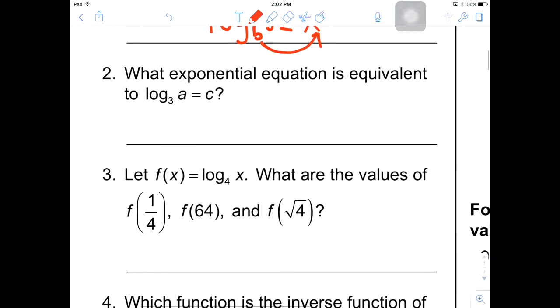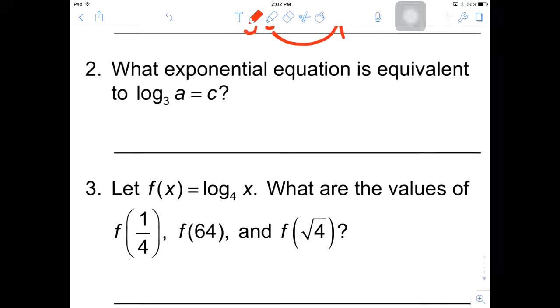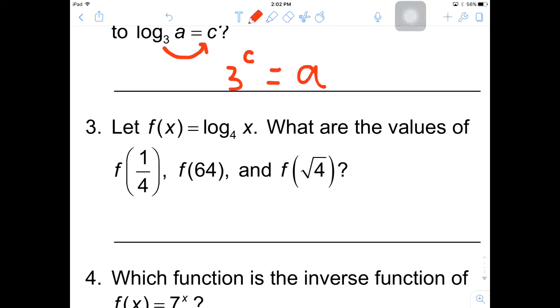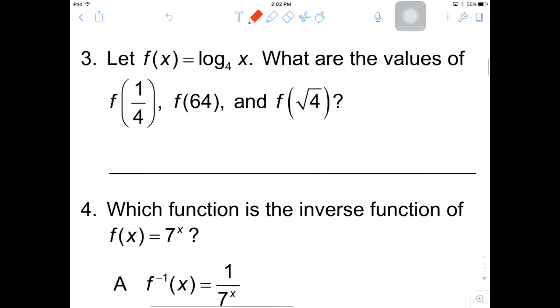And number 2 is the reverse. What logarithm equation is equivalent to this log equation? And again, with the arrow, it's much easier to identify. We can rewrite this as 3 to the c equals a, and that will get rid of the log. So that's the equivalence.